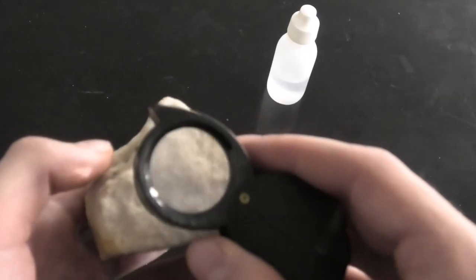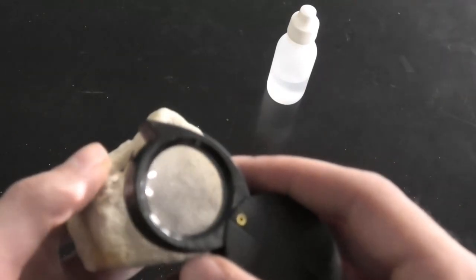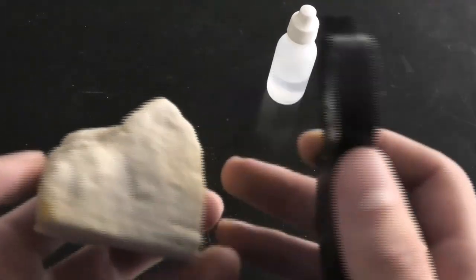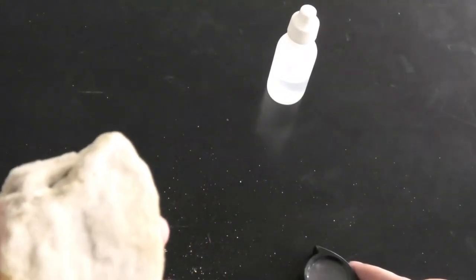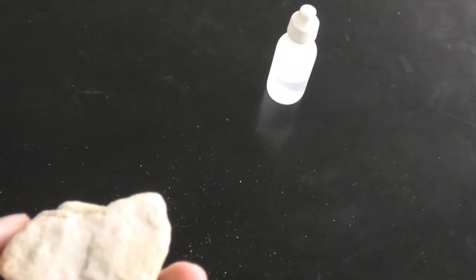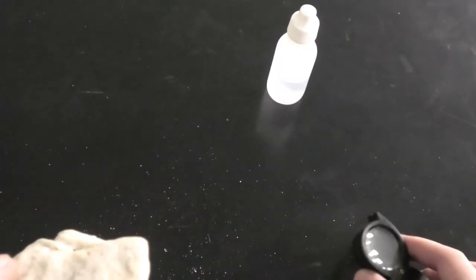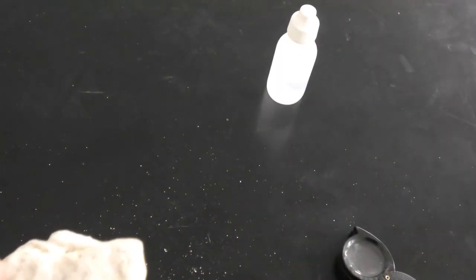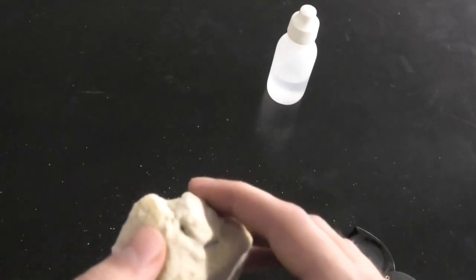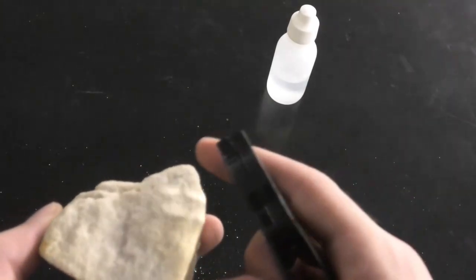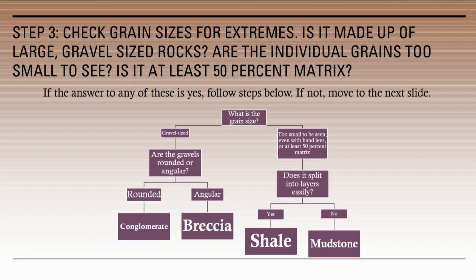So we can see this rock here. It may not be so visible on camera, but it is pretty much 100% quartz. So no feldspars, no lithics, it's all quartz. That gives us our first pretty big clue as to what this rock is. But we'll also check for things like matrix and cement, just to be sure.